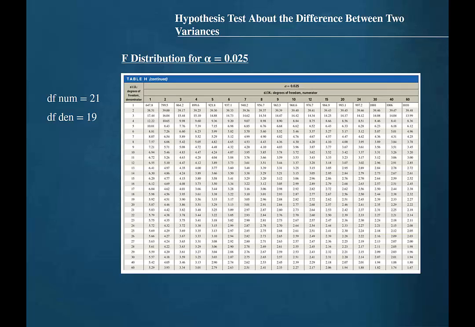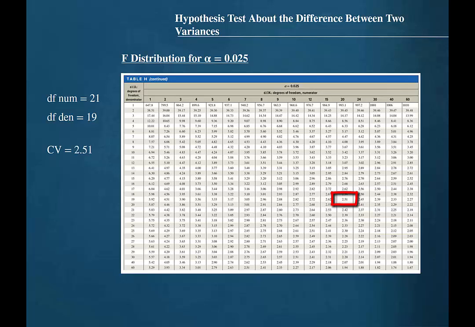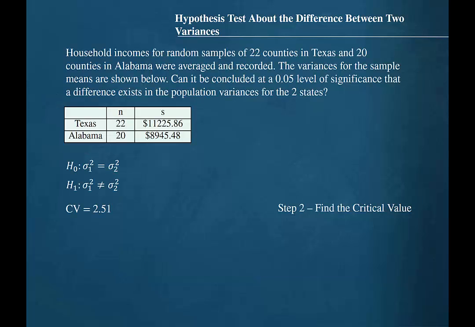So we will go to the next smallest column, which will be for 20 degrees of freedom for the numerator. Our degrees of freedom for the denominator is 19. This column and this row intersect at the value 2.51, so our critical value will be 2.51.